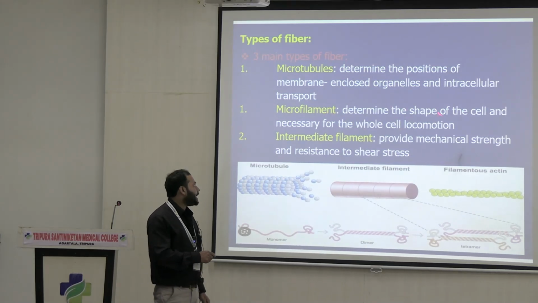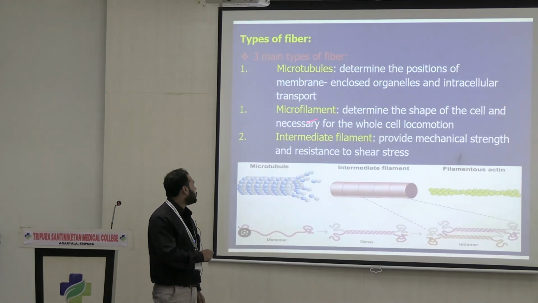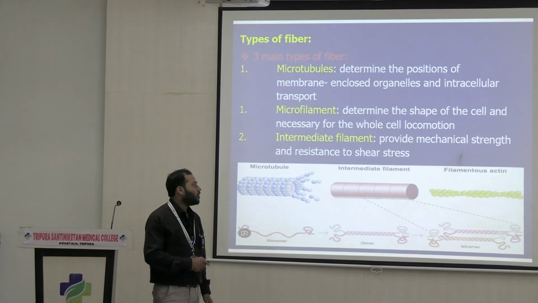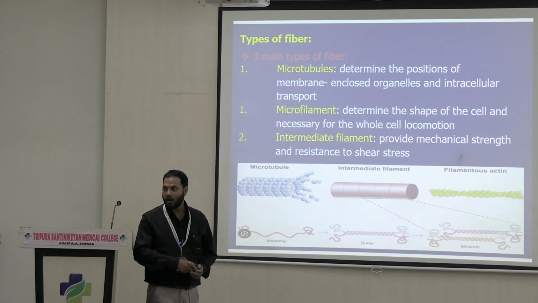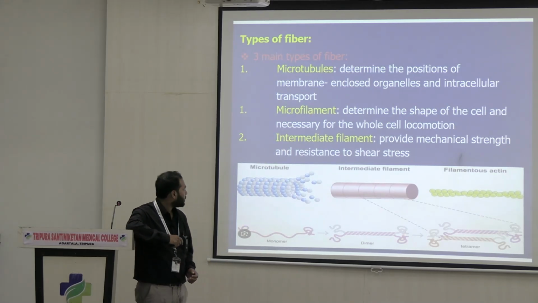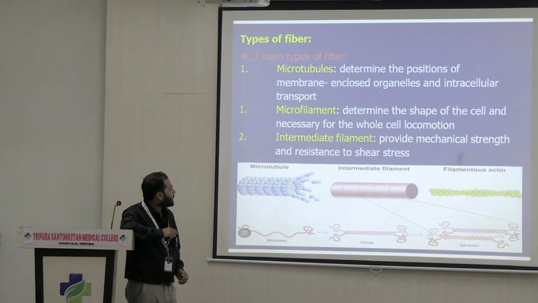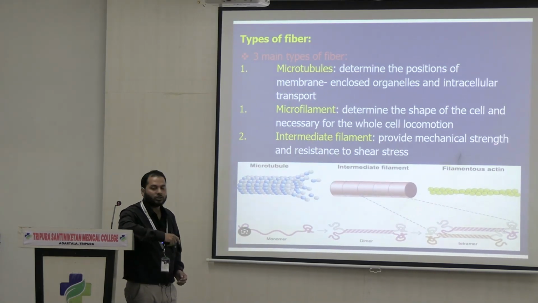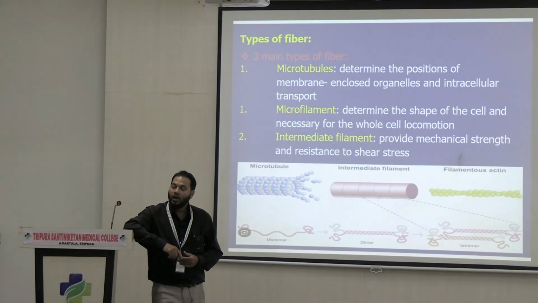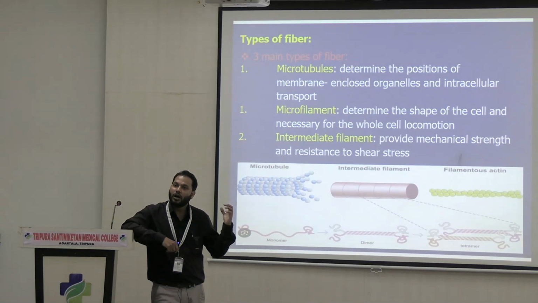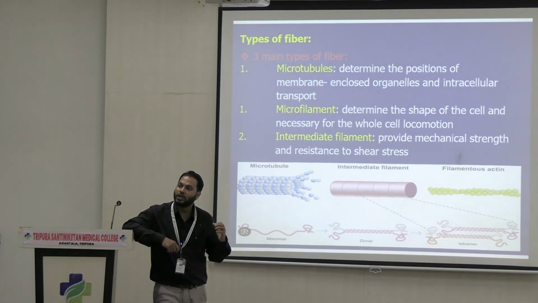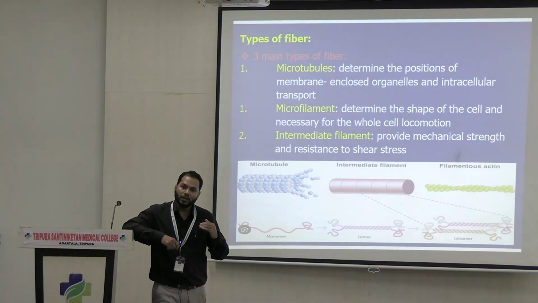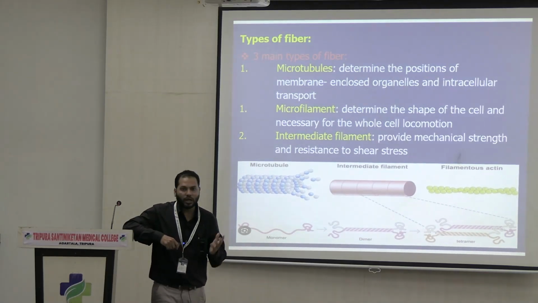Microfilaments determine the shape of the cell and are necessary for whole-cell locomotion or cell motility. On the other hand, intermediate filaments provide mechanical strength and resistance to shear stress. It means all the different components of the cytoskeleton structures are equally important from a functional point of view.